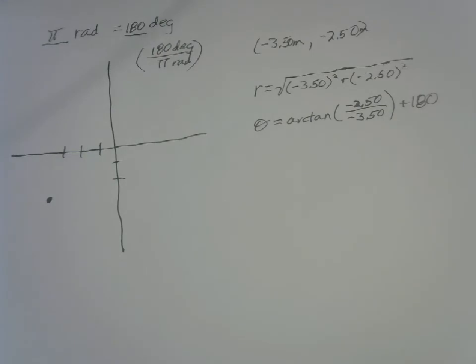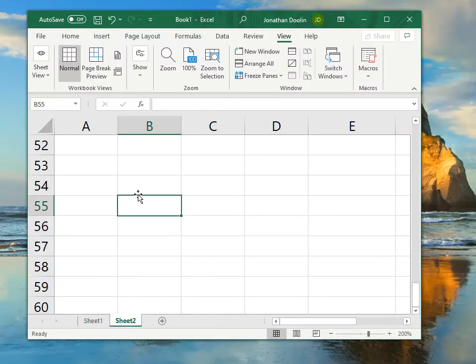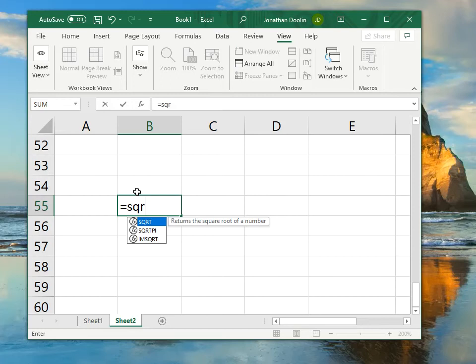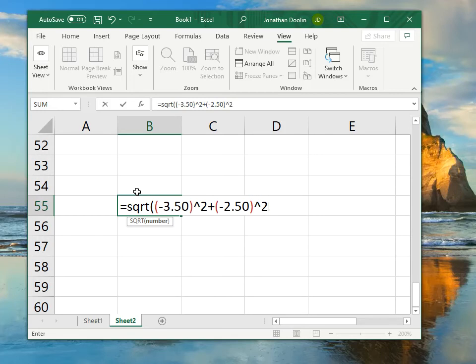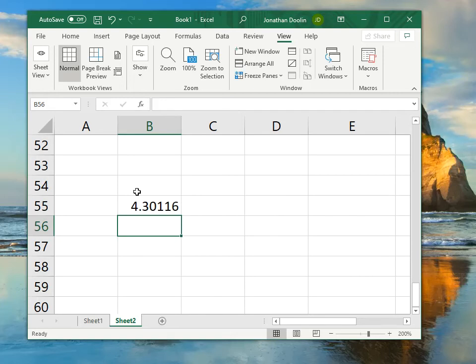And we need to add 180 degrees to that angle to get the correct one. So let's first do it the hard way. r equals the square root of parentheses negative 3.50 parentheses squared. You see how I had to put that negative sign inside the parentheses? Otherwise, it wouldn't give me the right answer probably. Plus parentheses negative 2.50 squared. And that gives me 4.30.